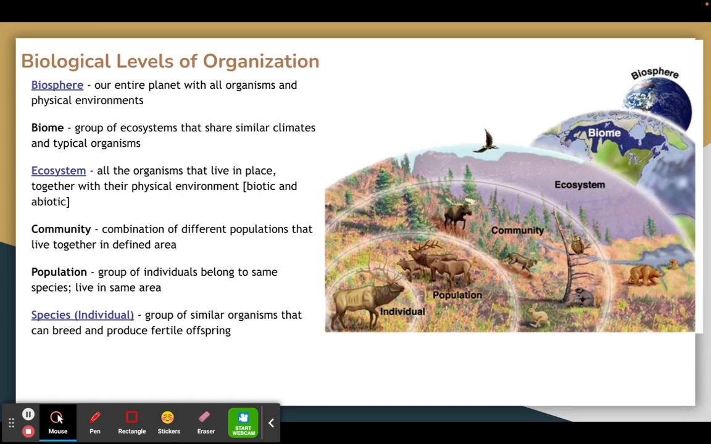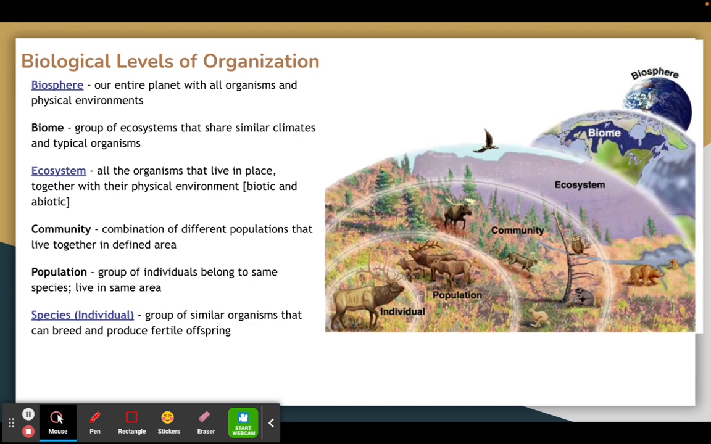Then if you look further at that community, you drill down specifically to the population of the deer or the moose or the elk or whatever type of herbivore is living there. That would be just that one specific species living in the same area. And then when you get down to the individual, or that specific species, that would be a group of similar organisms that can breed and produce fertile offspring. So you go from something very large, like our entire planet, the biosphere, all the way down to a specific individual.